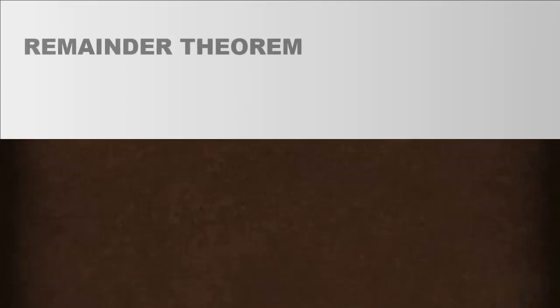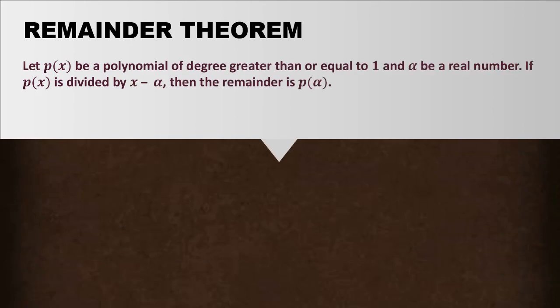Now we proceed for the remainder theorem. Let p of x be any polynomial of degree greater than or equal to 1 and alpha be any real number. If p of x is divided by x minus alpha, then the remainder is p of alpha.